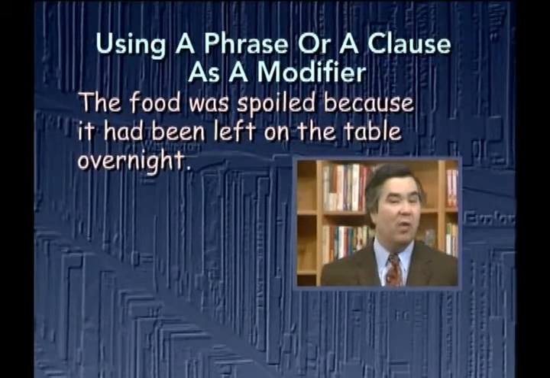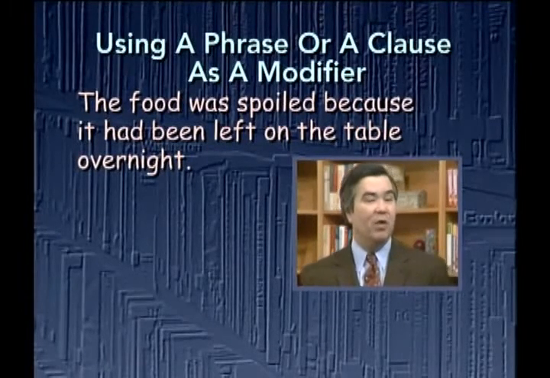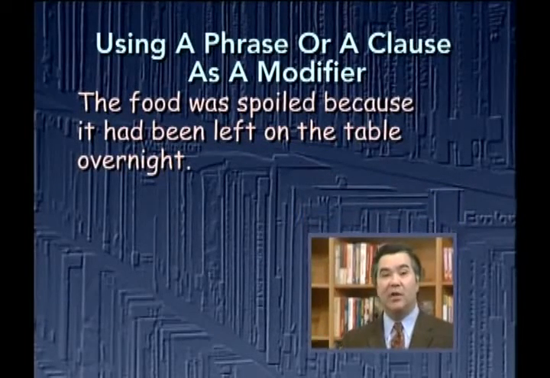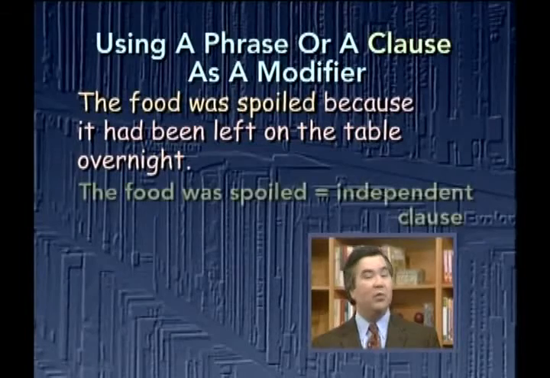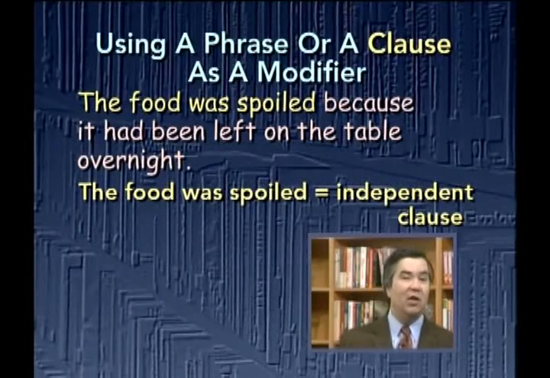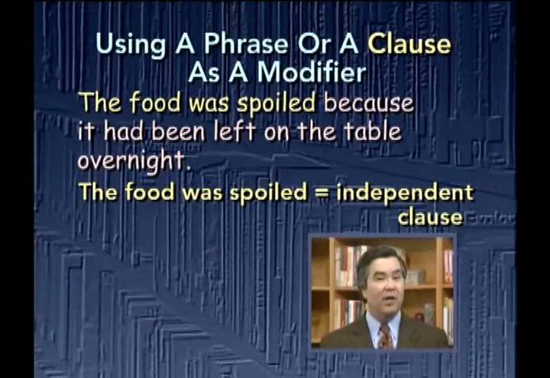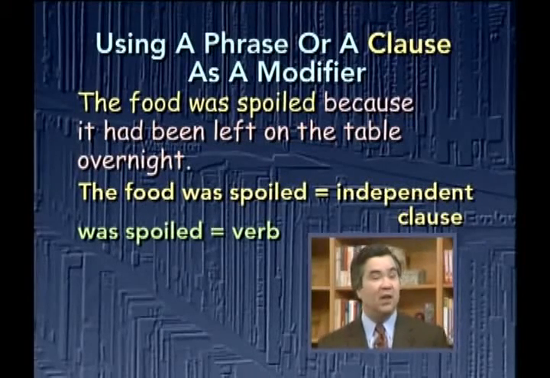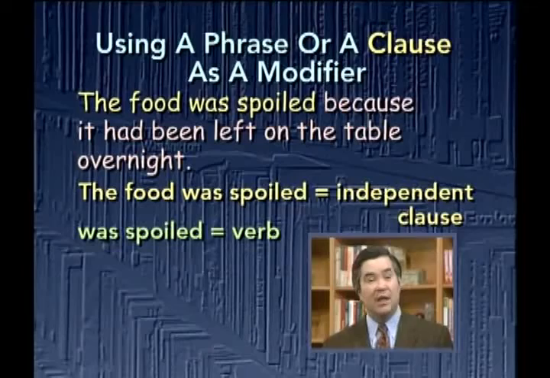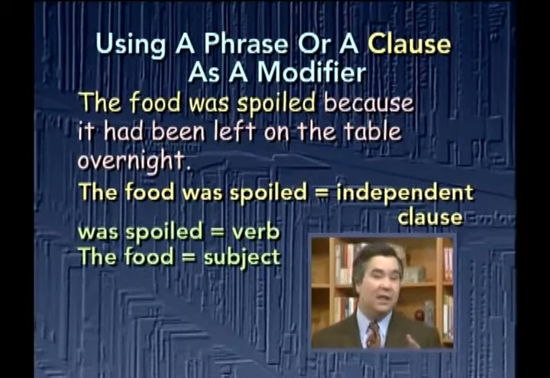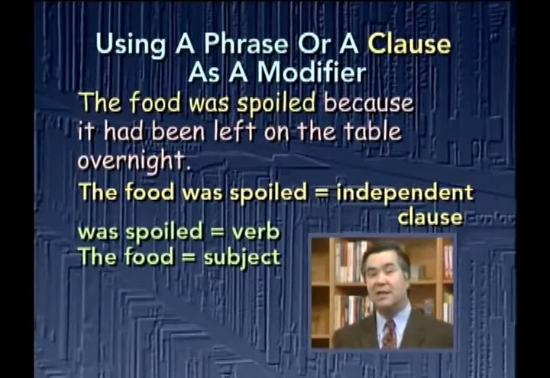Take a look at this sentence for a somewhat different example. The food was spoiled because it had been left on the table overnight. Now, this sentence contains two different verbs. First, we have the food was spoiled. This is a clause unto itself because it contains a subject and a verb. The verb is was spoiled, a two-word verb phrase. The subject, food or the food. So the food was spoiled is a clause. It could even stand alone as a sentence.